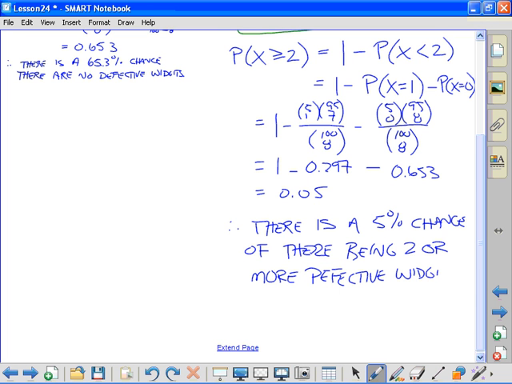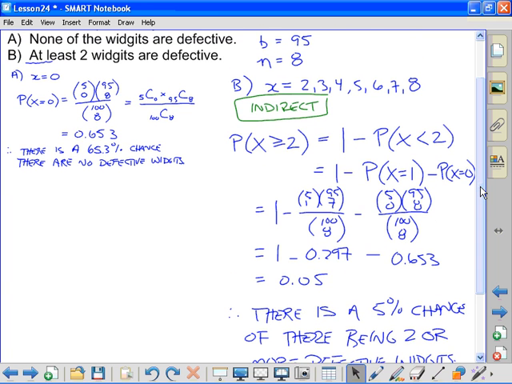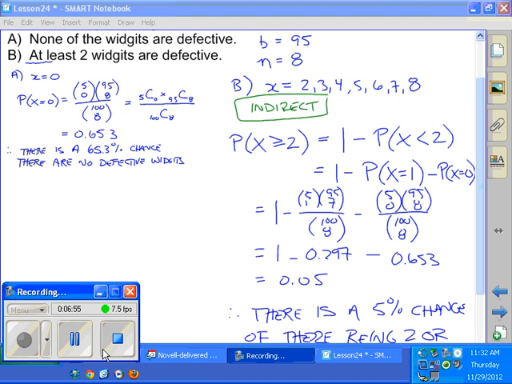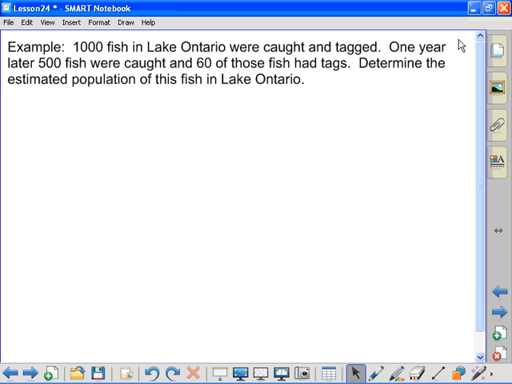There we go. So there's an example of using indirect methods similar to what we talked about in the first unit. All right, so there is that example. One last example to complete. All right, finishing up the final example here for hypergeometric.